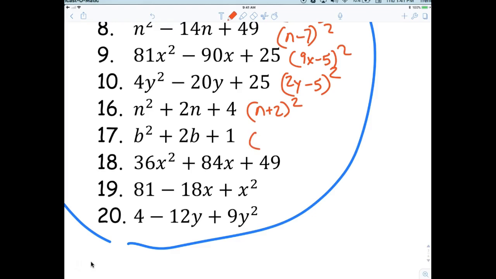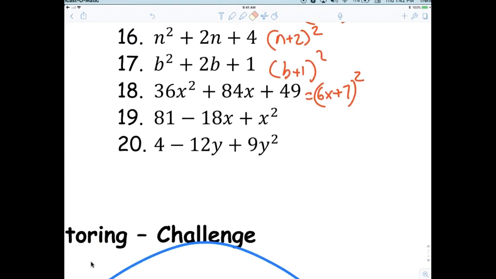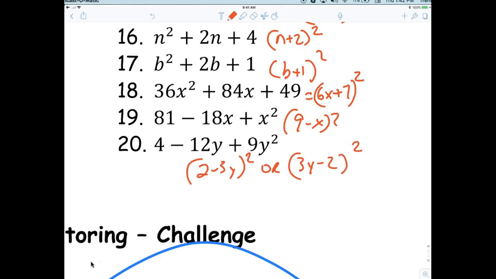B plus 1 squared. All right, here we go. 18. 6x plus 7 squared. I'm sorry, 6x plus 7 squared. And then 9 minus x squared. And then 3 minus 2 squared. You can have 2 minus 3y squared, or you can have 3y minus 2 squared. They don't look the same, but guess what? All right, so I'm pretty happy with that.